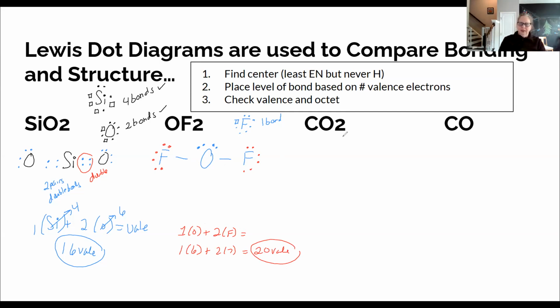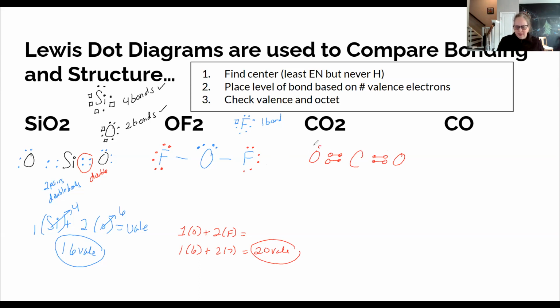Carbon dioxide. Carbon goes in the center, oxygen the outside. Carbon and oxygen. Oxygen wants 2 bonds. Oxygen wants 2 bonds. Carbon wants 4 bonds. Carbon wants 4 valence electrons. He has 4. 1, 2, 3, 4. And then he's going to share 5, 6, 7, 8. So he completes his octet.